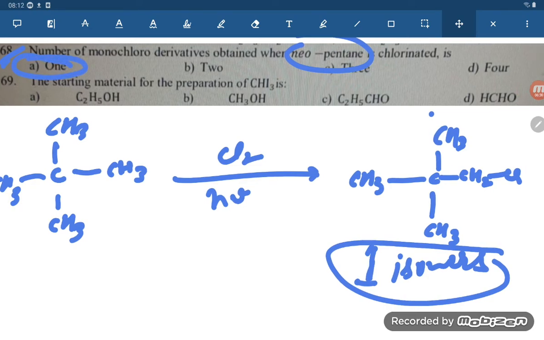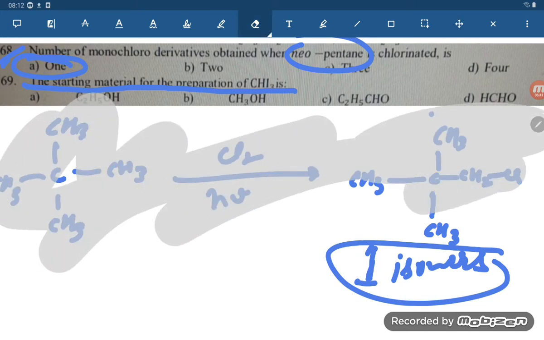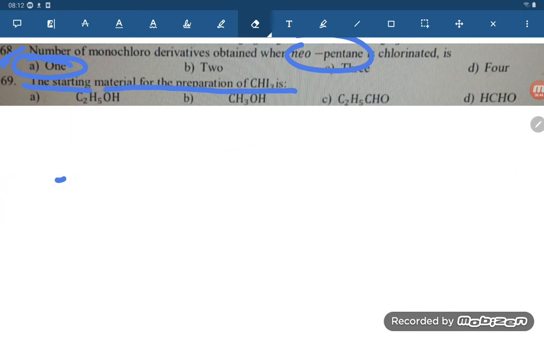Now let us move to 69. The starting material for the preparation of CHI3, okay, student. What could be our answer? The starting material is ethyl alcohol, student. We do not need to go into more detail. C2H5OH is the starting material for the preparation of iodoform.